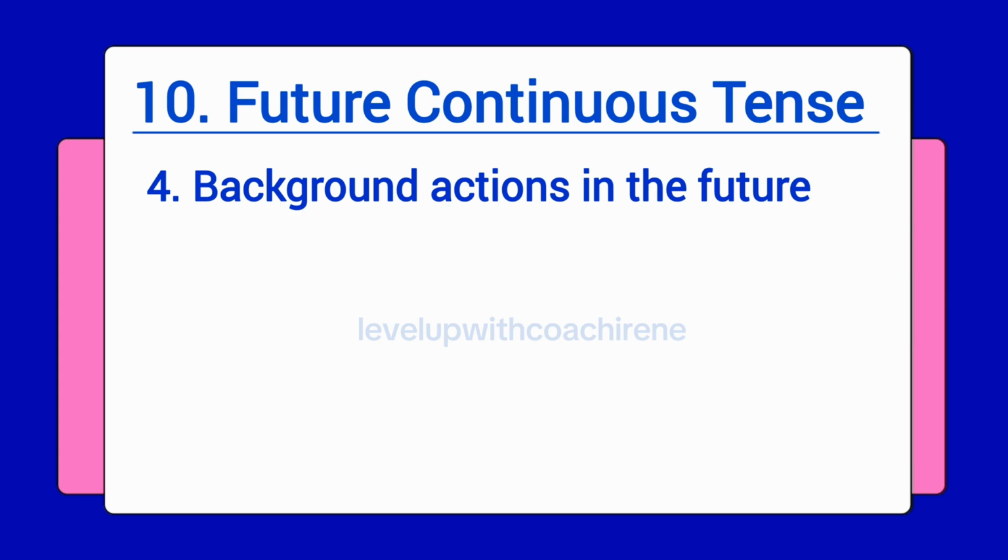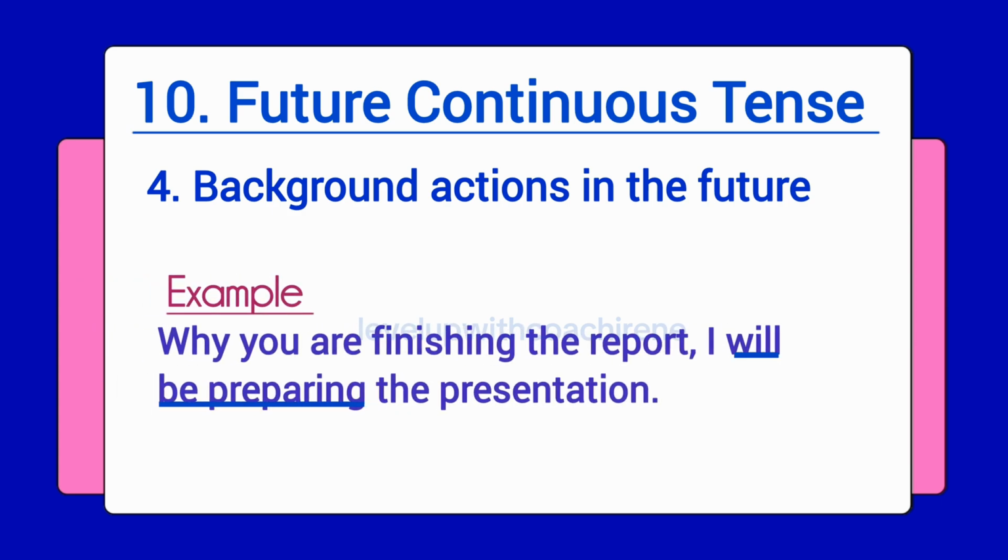Number 4, it is used for background actions in the future. For example, while you're finishing the report, I will be preparing the presentation. The future continuous is useful for expressing actions in progress and giving context to future events.